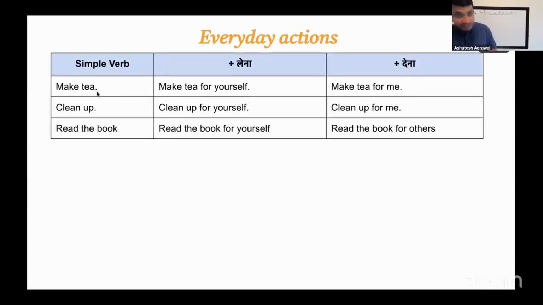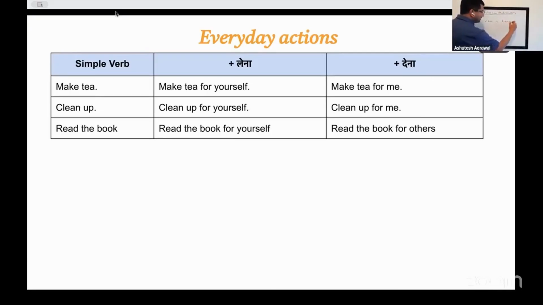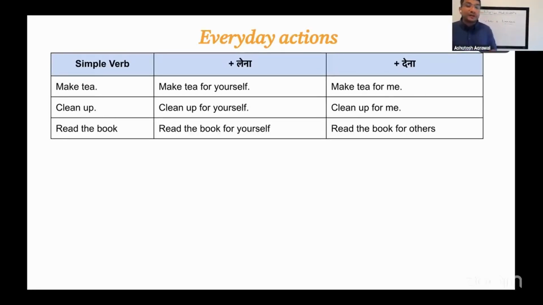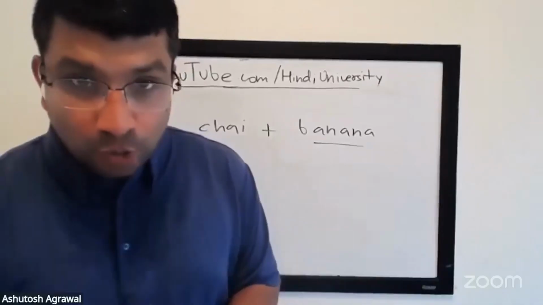You have three sentences. One is a simple instruction, make tea, no compound verb. Make tea for yourself and make tea for others. Chai, banana. And what is the imperative? Chai banao. I'm giving you the instruction, make it for yourself. That's what I will tell you, chai banao. You're like, I'm so tired, I need some caffeine. Okay, I can give you the instruction, chai bana lo. How about I give you the instruction to make it for everyone else? Chai bana do. Okay, that's what I would say.